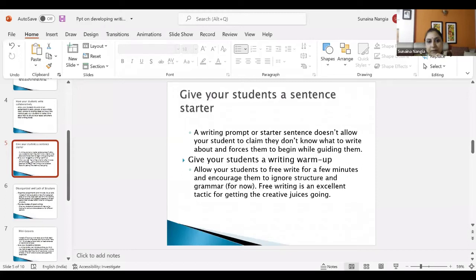Yes. So give your students a writing warm up. Allow your students to write freely for a few minutes. Encourage them to ignore structure. See, that's why I'm saying don't pay too much attention to grammar and structure. When I said creative writing, it means creativity only.